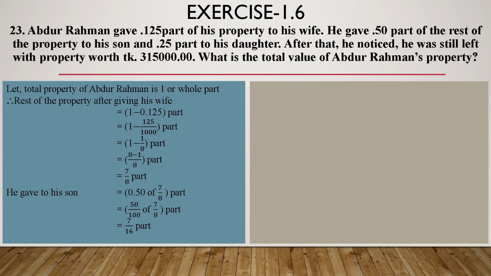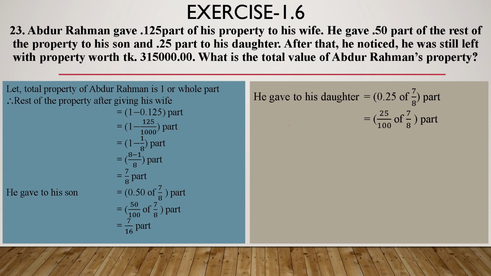After that, my dear, he gave to his daughter 0.25 of 7 by 8 part, because here it is written, and 0.25 part to his daughter from the rest of the property. So that's why 0.25 of 7 by 8. Then instead of the decimal it would be 1, and after the decimal there are 2 digits, so I will write 100. So we can easily write 25 by 100 of 7 by 8. Then we can reduce it very easily.